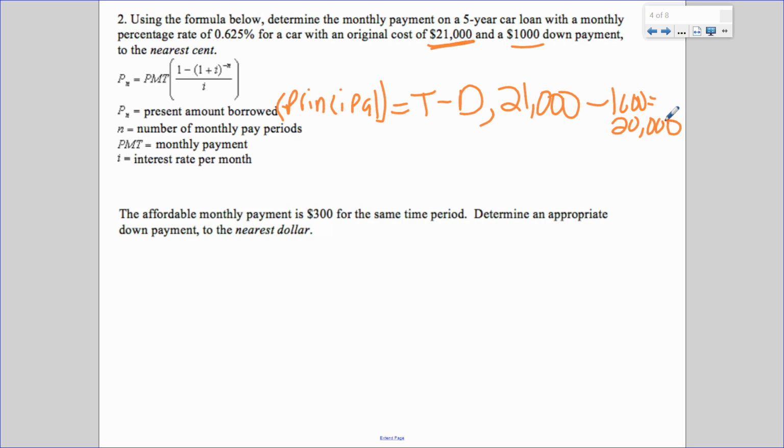Number of monthly pay periods is going to be the number of years times 12. The monthly payment, determine the monthly payment. That's what I'm trying to find. And the interest rate per month, monthly percentage rate of 0.625%. So it becomes 0.00625.